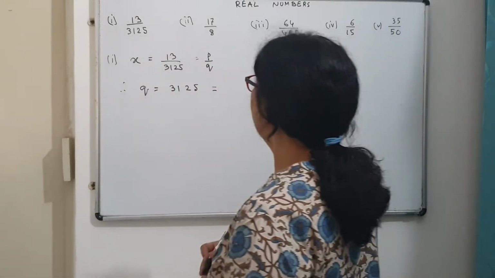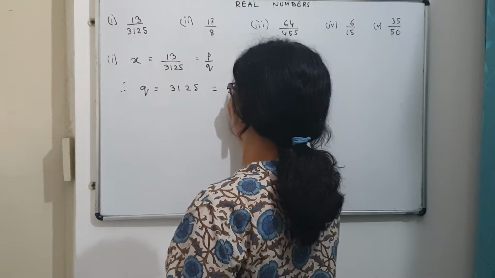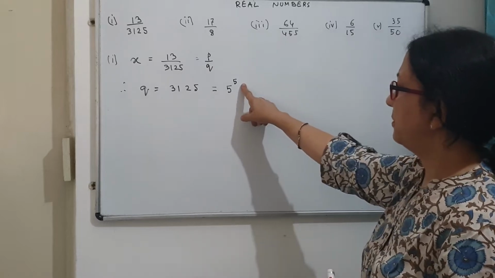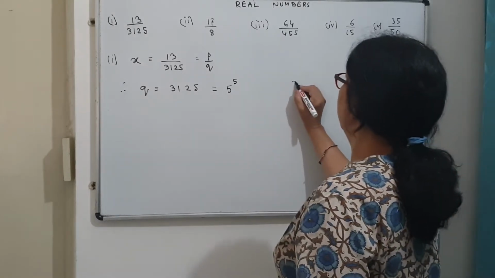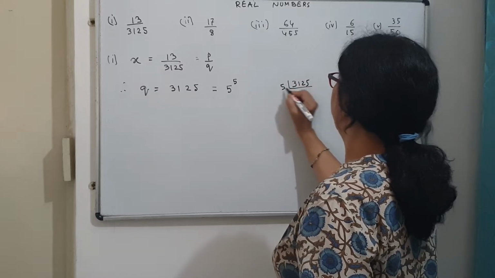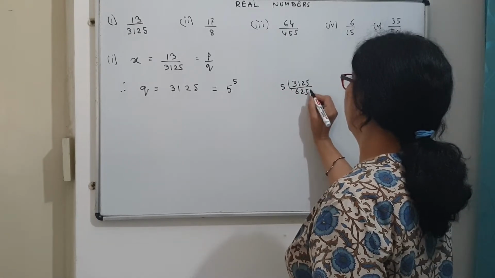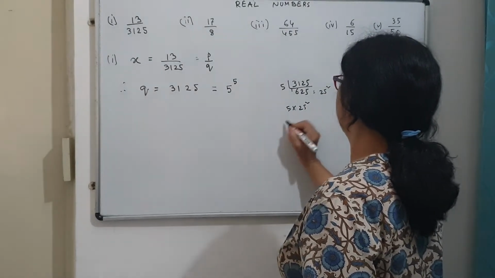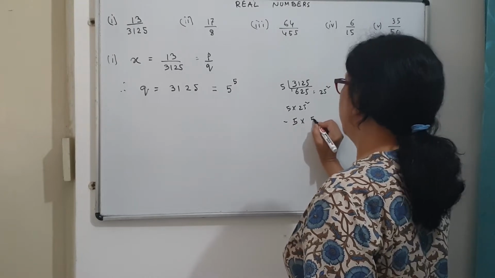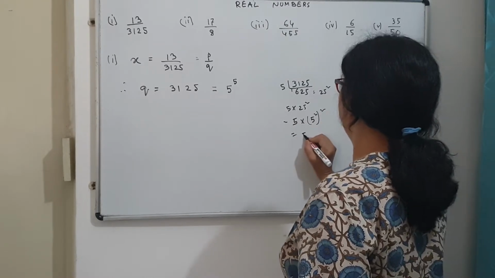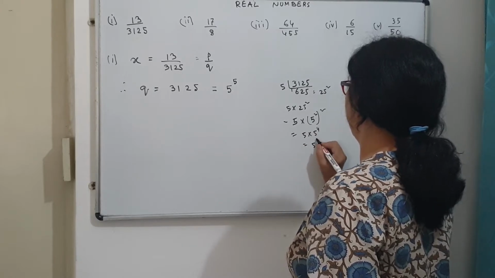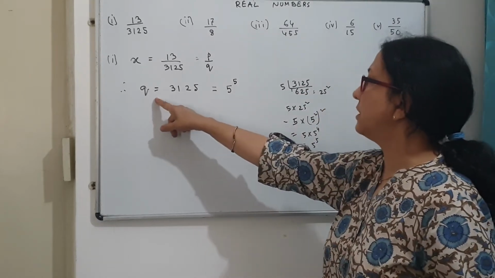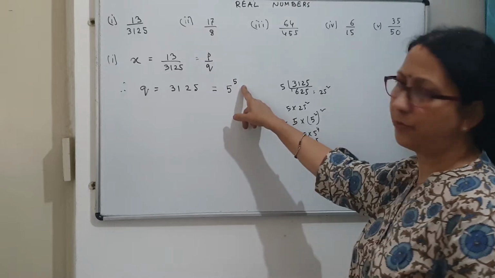So the prime factorization will come like this: 5 to the power 5. In this way you do it, 3125. It goes by 5, 625. Then you know 625 is 25 squared. So I can write 5 into 25 squared, that is 5 into 5 squared whole squared. So 5 into 5 to the power 4, so it is 5 to the power 5. In this way we can find out the prime factorization roughly. So the prime factorization of q is 5 to the power 5.